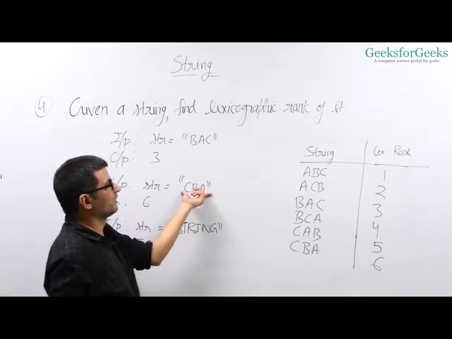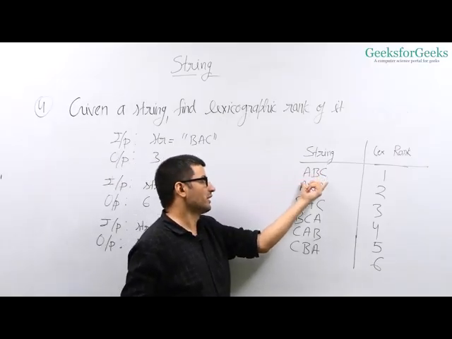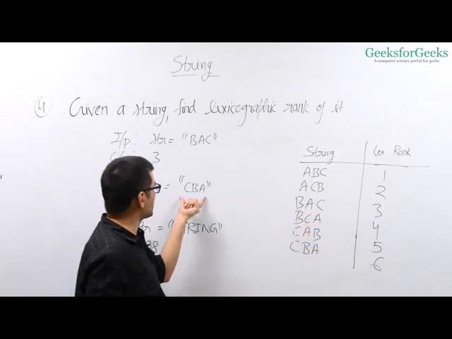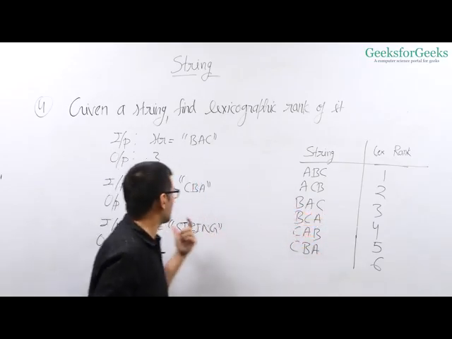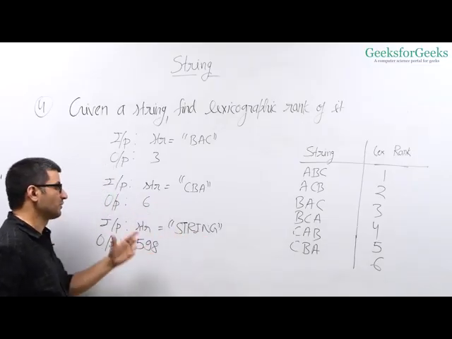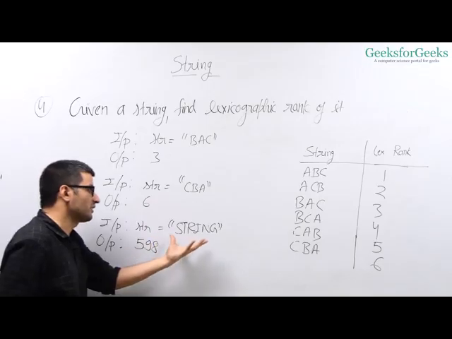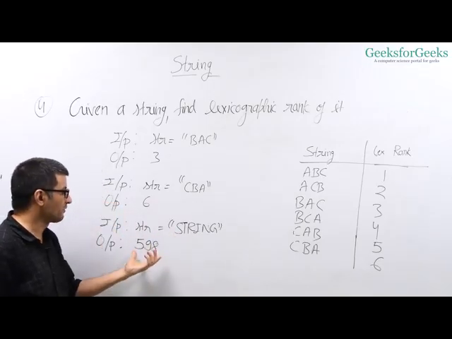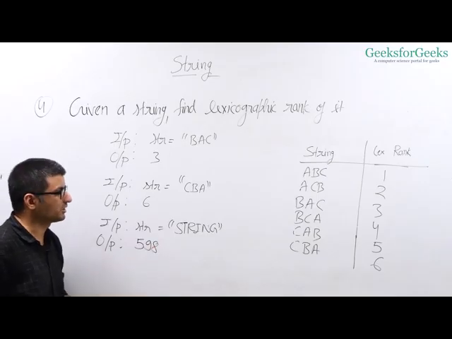CBA, you again sorted it and wrote all the permutations in increasing order. CBA comes at number 6, so your output is 6. For the given string, the output is 598. So if you generate all the permutations of these characters in increasing order and check where the string is coming, you will find it comes at position 598.